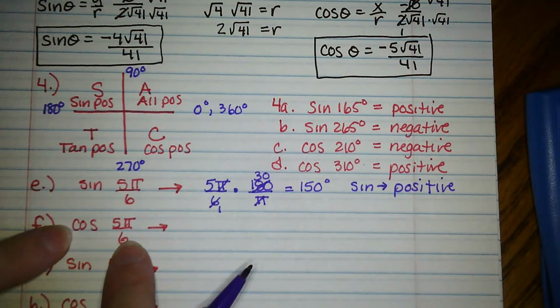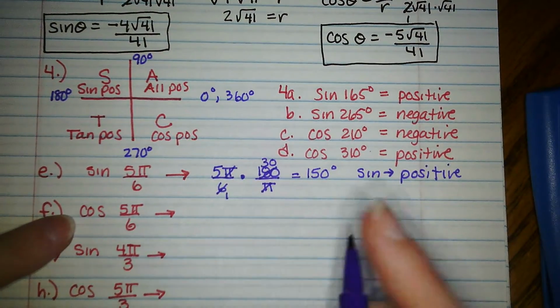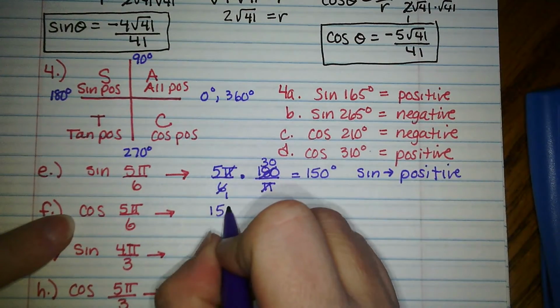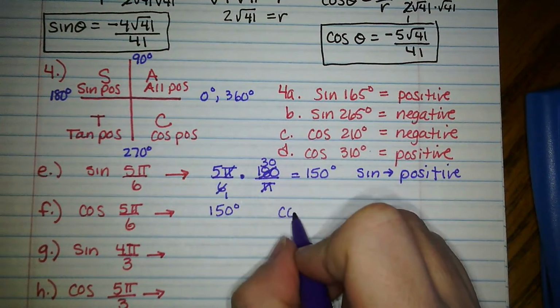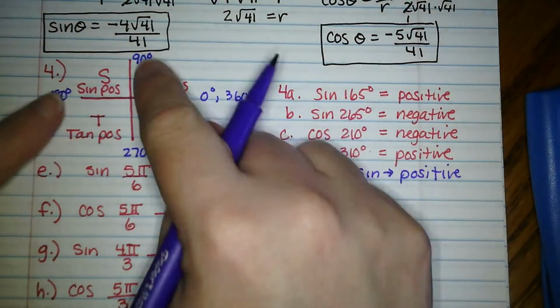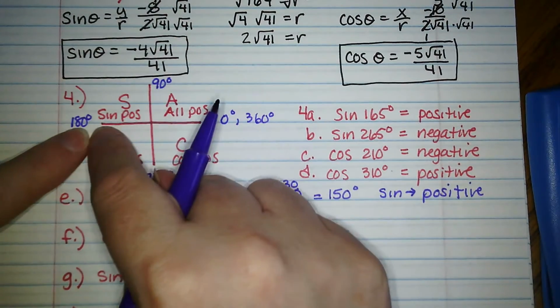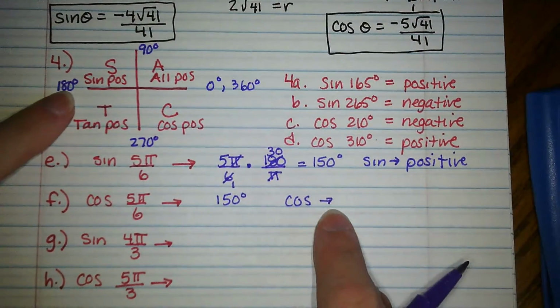Cosine is, well, the radians are the same. So 5 pi over 6 is 150. So cosine between 90 and 180, it says sine is positive, so this defaults to negative.